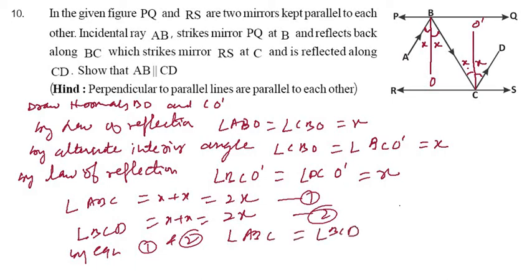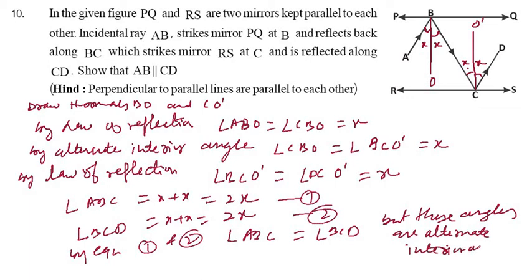But these angles are alternate interior angles. That means lines are parallel. So AB parallel to CD, hence proved.